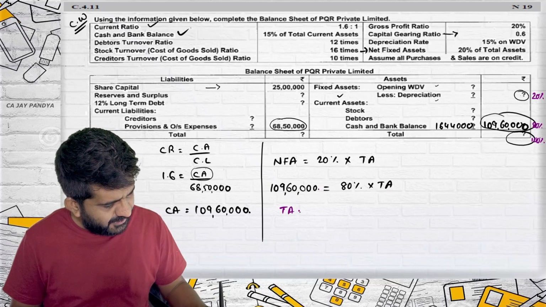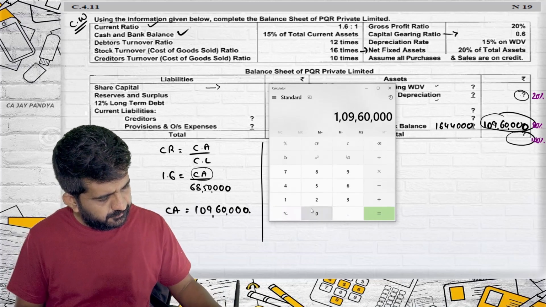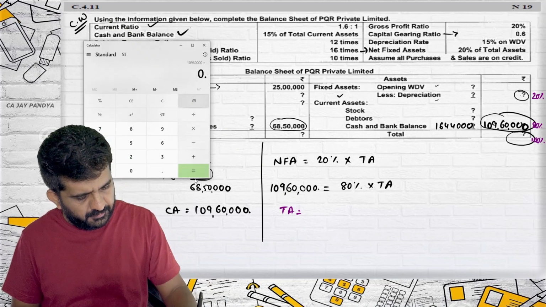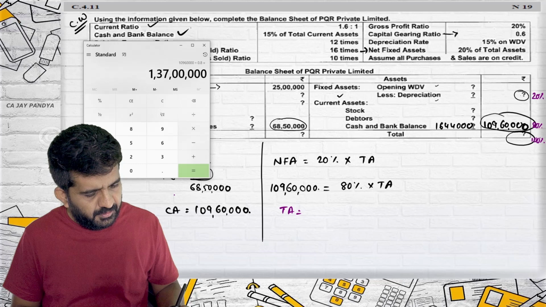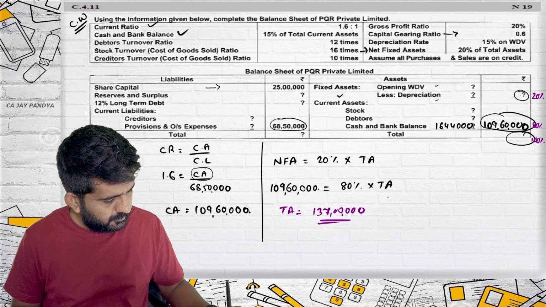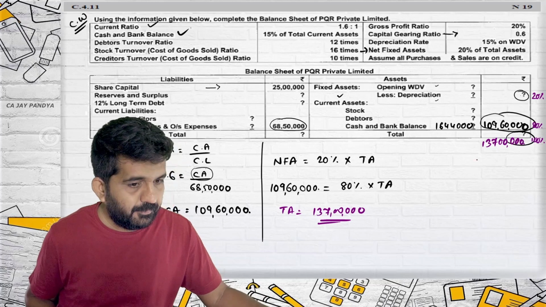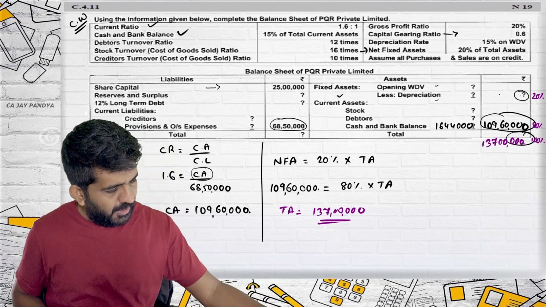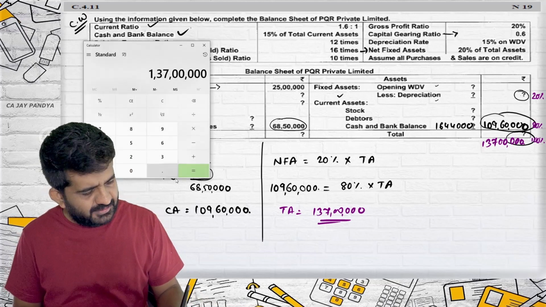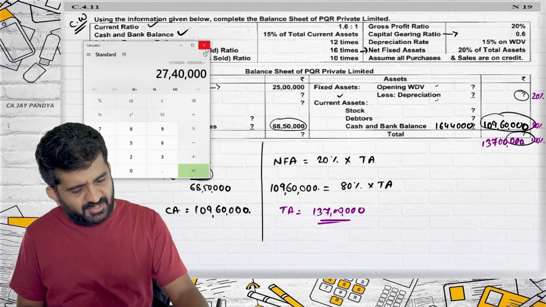So, total asset will be 1,09,60,000 divided by 0.8. It is 137 lakhs, which is the total asset. So I will be getting the answer of fixed asset: 137 lakhs minus 109 lakh 60,000. This is 27 lakh 40,000.